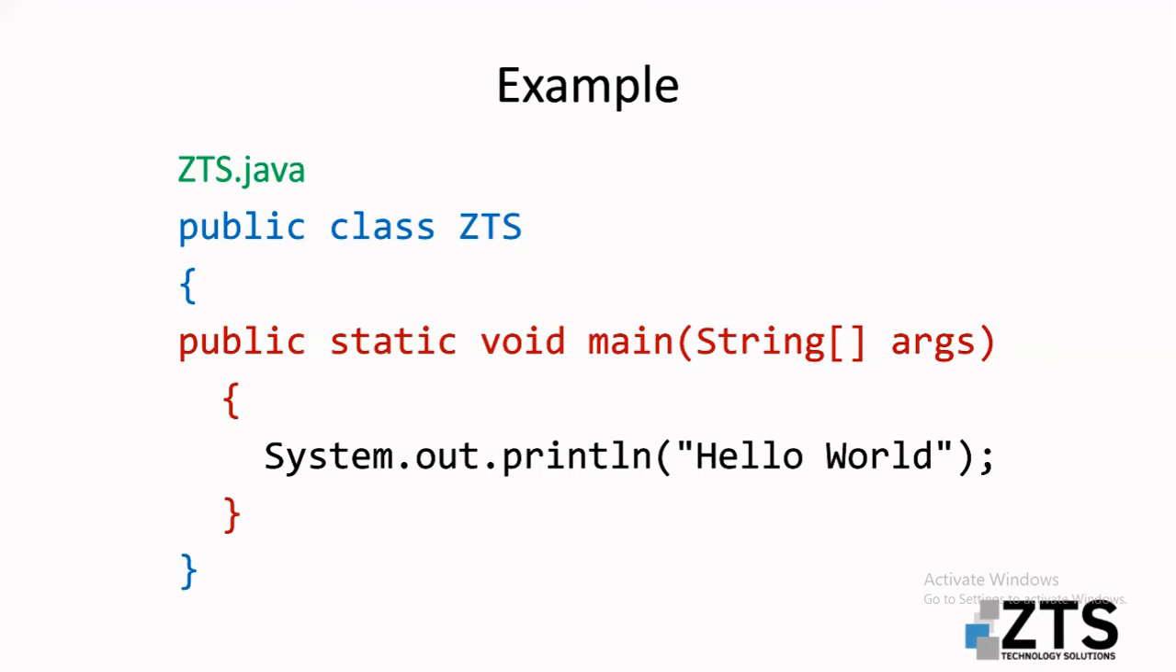Now we write hello world. We intend to print the hello world on the screen. So we have to write system.out.println, hello world in double quotes, and we will end each and every statement with a semicolon.